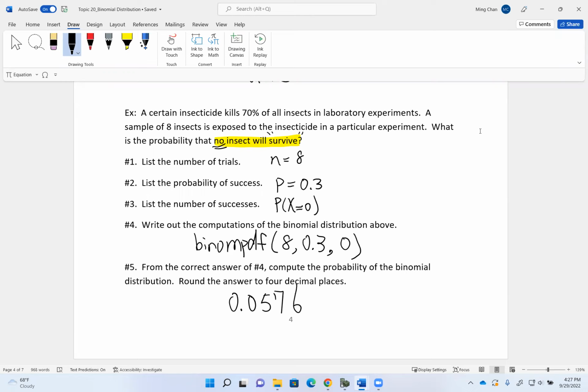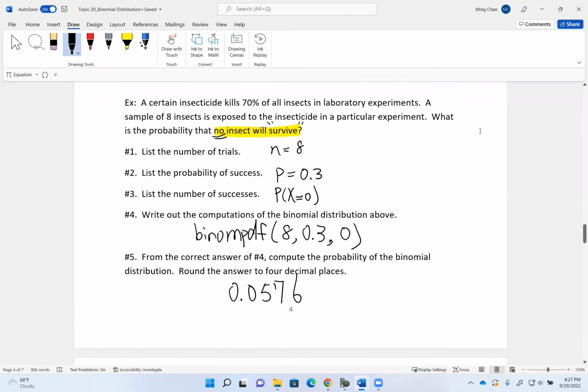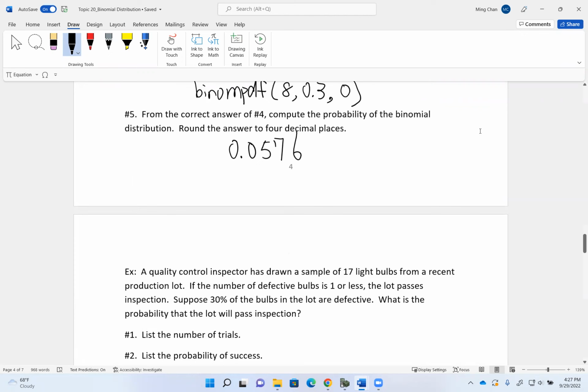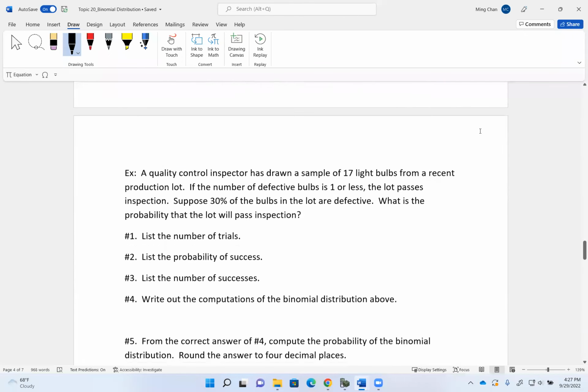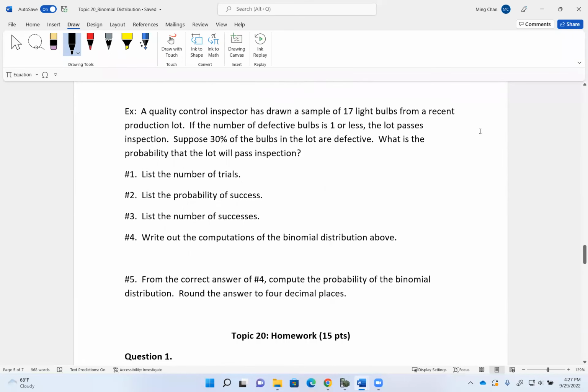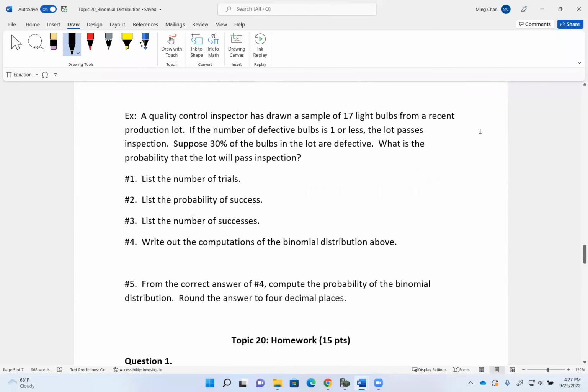I know at home, we want to kill all the bugs, all the insects that come to the house. But if you have something that's strong enough to kill all the insects, that's probably going to kill yourself too. So that's why these insecticides do not have a 100% kill rate. If it's a 100% kill rate, that's a very dangerous thing to have in the house.